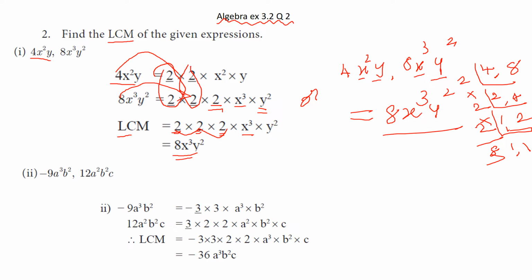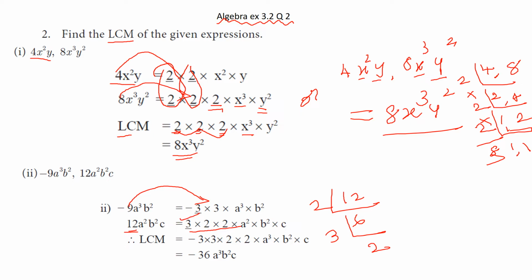Next question. Minus 9 a cube b squared, 12 a squared b squared c. So minus 9 means first write the factors: minus 3 into 3 into a cube into b squared. And 12 a squared b squared c also you can write it. So how will you write it? 12, 3 into 2 into 2. So you can do it this way also. Here you see 2, 6, 3, 2. So 2 into 3 into 2, and a squared into b squared into c.